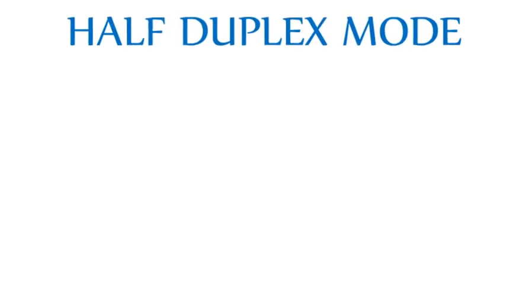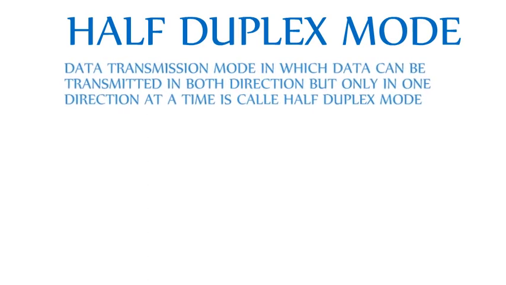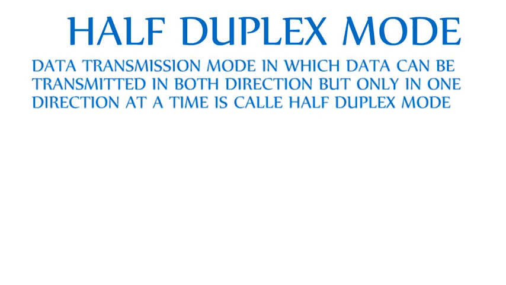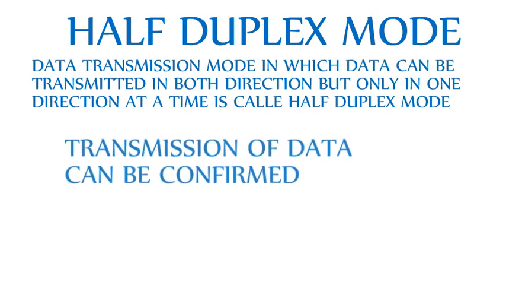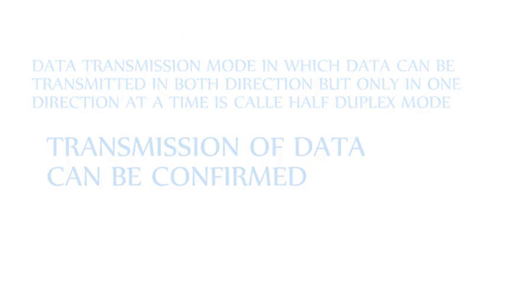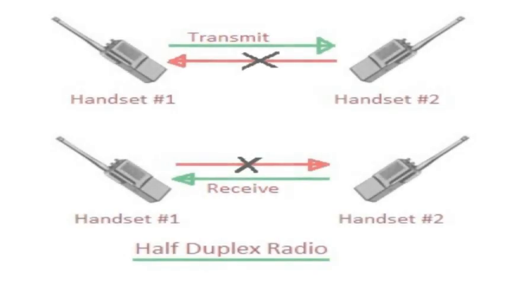Half duplex mode. In half duplex mode, data can be transmitted in both directions, but only in one direction at a time. So, during any transmission, one is the transmitter and the other is the receiver. In half duplex mode, transmission of data can be confirmed. Wireless communication like a walkie-talkie is an example of half duplex communication.